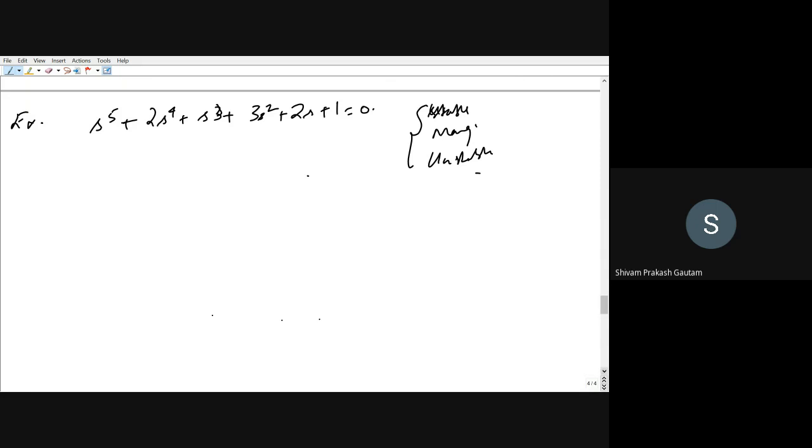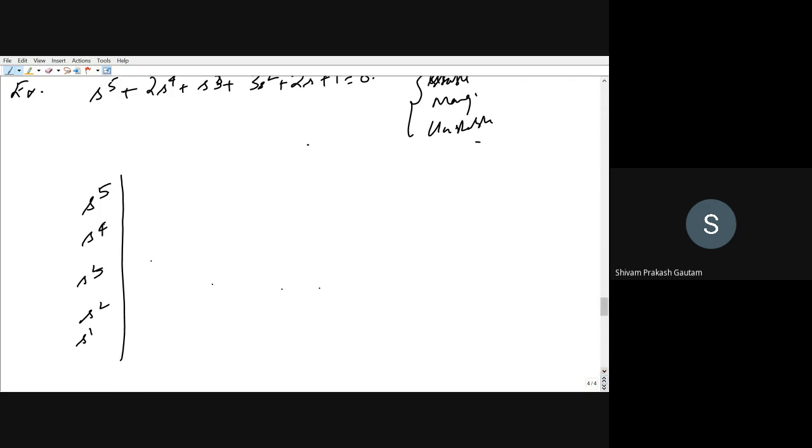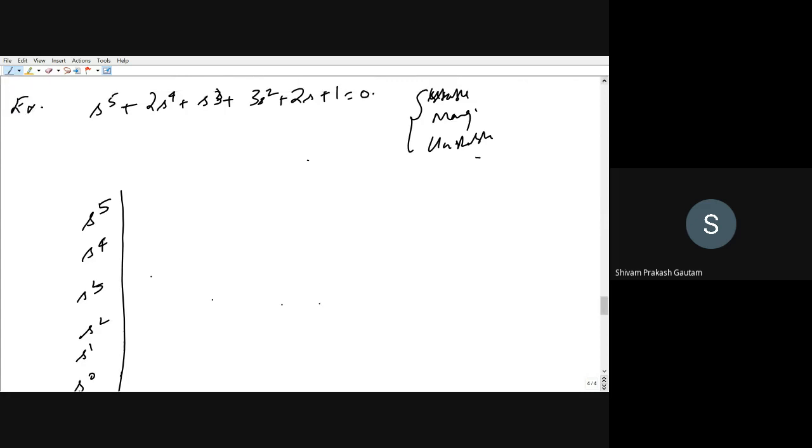The Routh table says that you have to start with the highest power of s. The highest power of s is s to the power 5, and we have to make a table. Right, s to the power 5, then we decrease the power of s: s to the power 4, s to the power 3, s to the power 2, s to the power 1, and then s to the power 0. How do we fill the remaining elements? Since our starting power is odd, that is 5, we will fill the coefficients of all the odd powers of s.